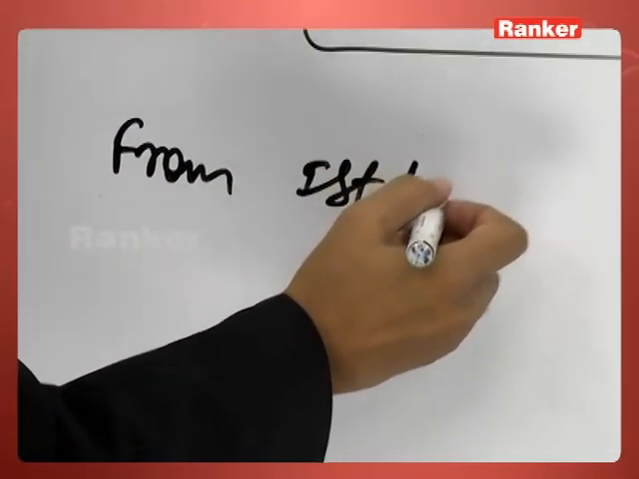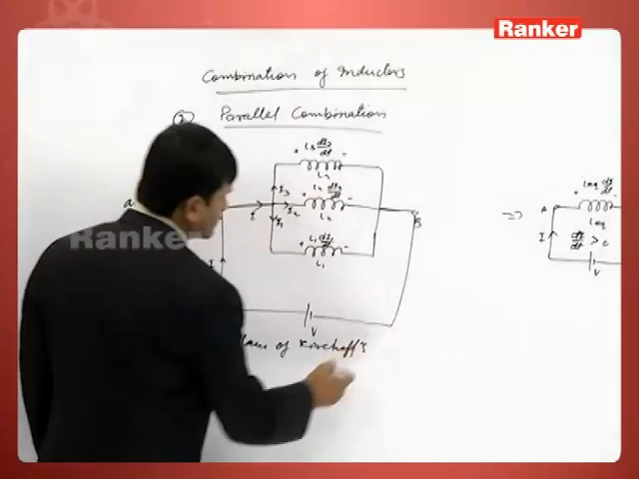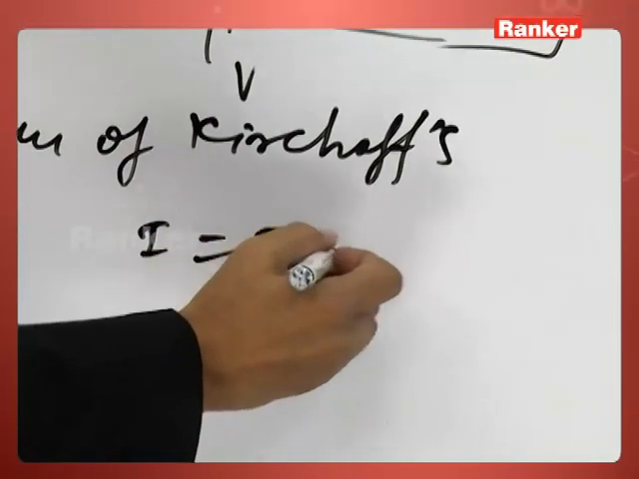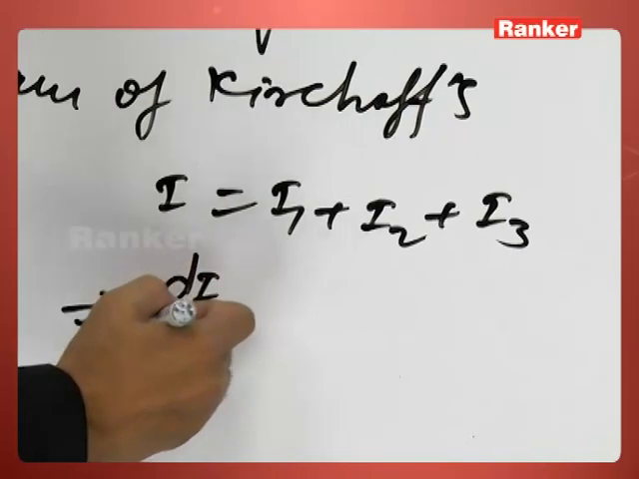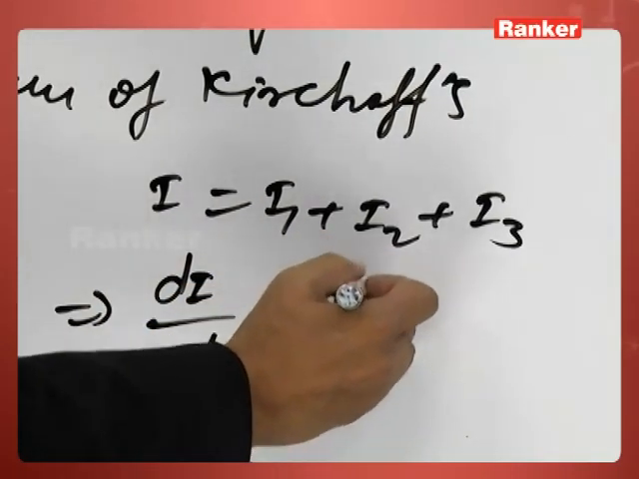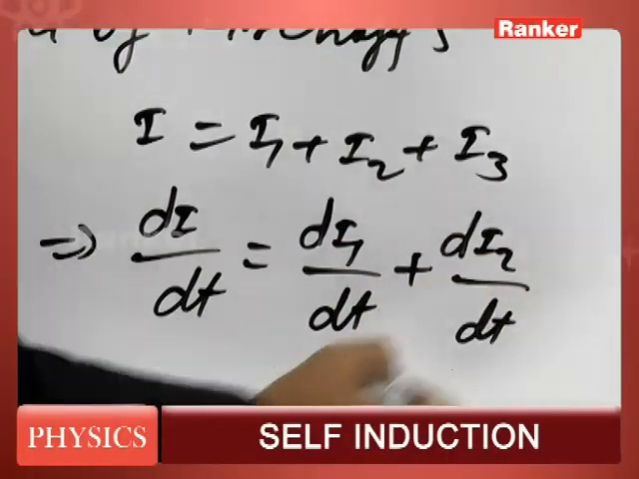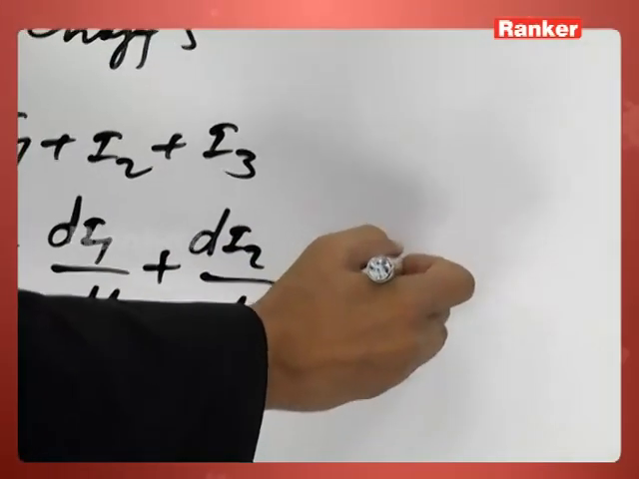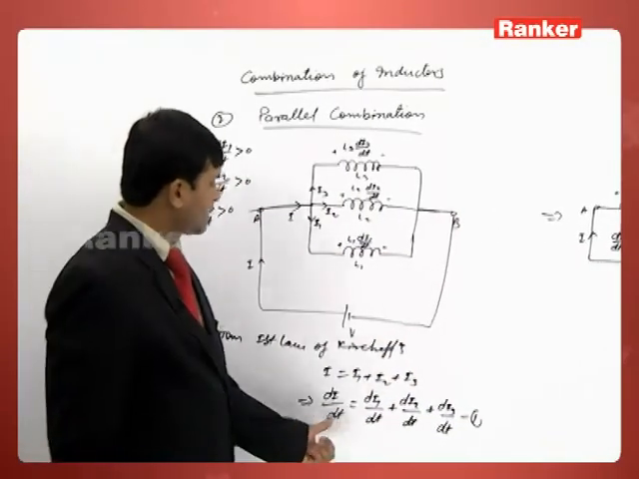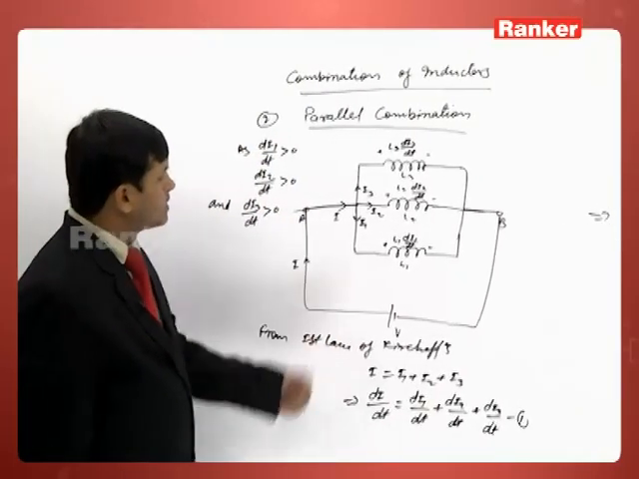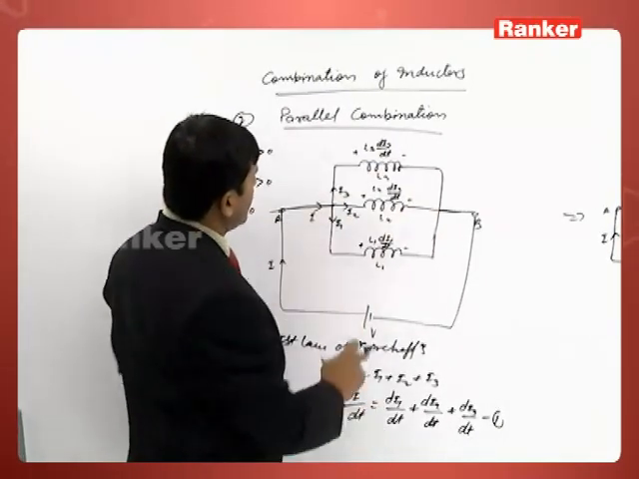From the first law of Kirchhoff, I is equal to I1 plus I2 plus I3, or we can write di/dt is equal to di1/dt plus di2/dt plus di3/dt. Let this be the first equation. This is from Kirchhoff's first law. Now we can apply Kirchhoff's second law in all the loops.